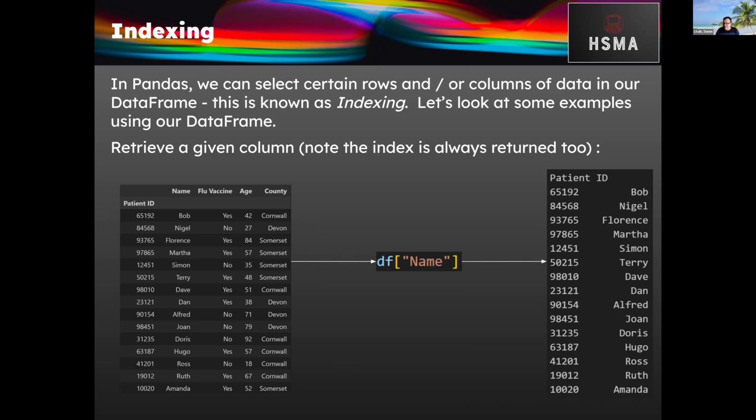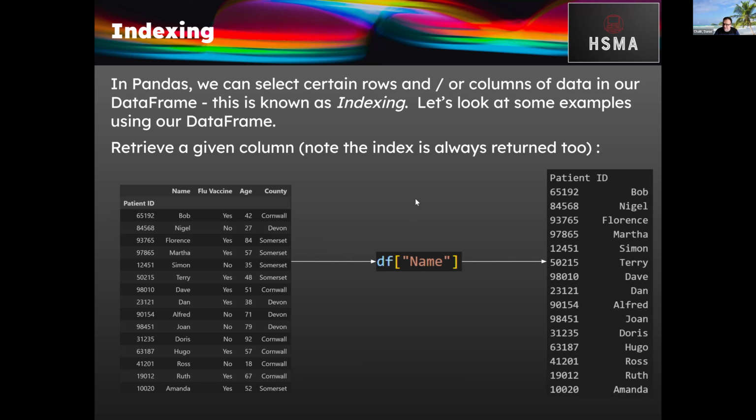Okay, so now we've got our index set up, and in our case, we're using our patient ID that we've got in the data. We can select certain rows and columns in our data frame, and this is known as indexing in Pandas. So you'll hear a lot about you need to index something in a Pandas data frame. What that means is I want to select a certain column or a certain row. And so let's have a look at some examples of indexing in action.